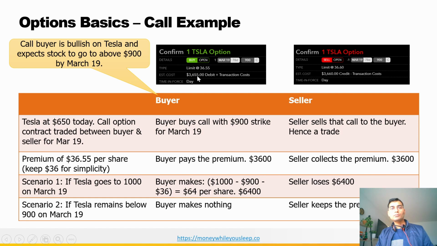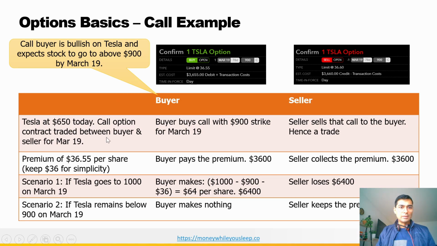Make sense? So if this is a buyer of a contract, there has to be a seller of the contract in the marketplace. Otherwise, this trade won't happen, right? So when this trade happened, there must be a seller who had executed a similar trade, and he has made the similar premium. So he has sold this contract, sold a call for the 900 strike for March 19. So minus one represents sell, and one represents one contract. And here it is plus one, which represents buy of one contract.